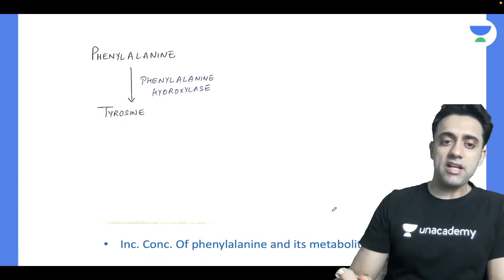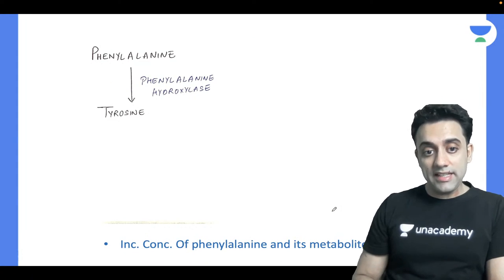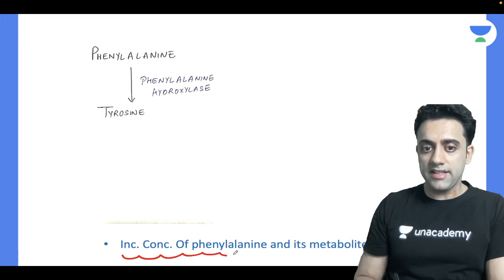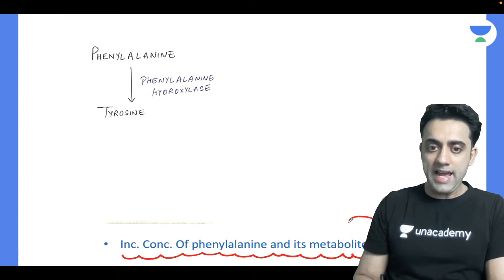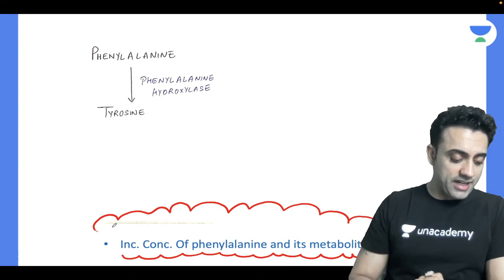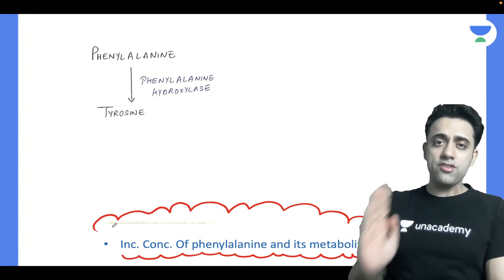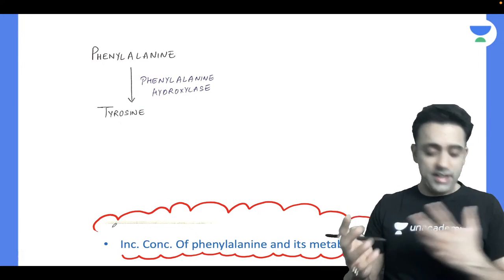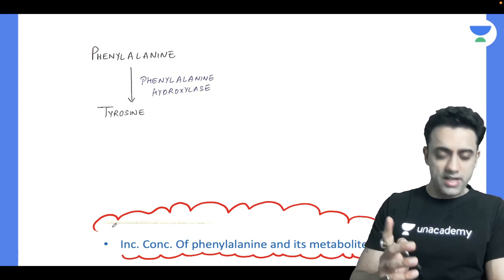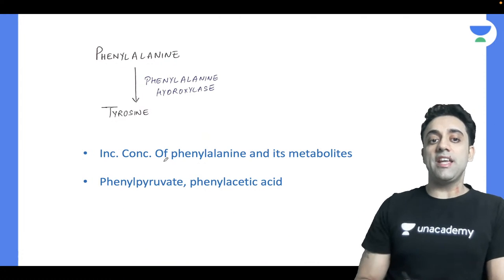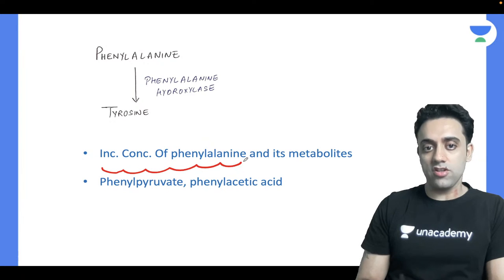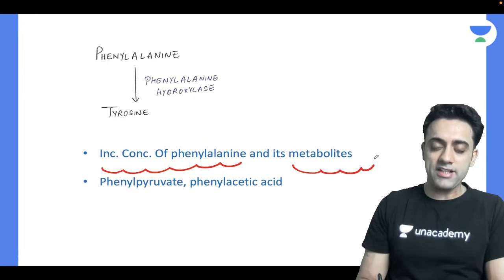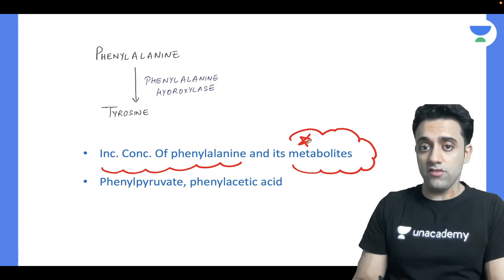But what is that alternative pathway basically? There is increased concentration of phenylalanine and its metabolites. Yes or no? Is this line true or is this line false? Are you connecting with me? Exactly. So good. So what will happen? There will be increased concentration of phenylalanine and its metabolites which are harmful.